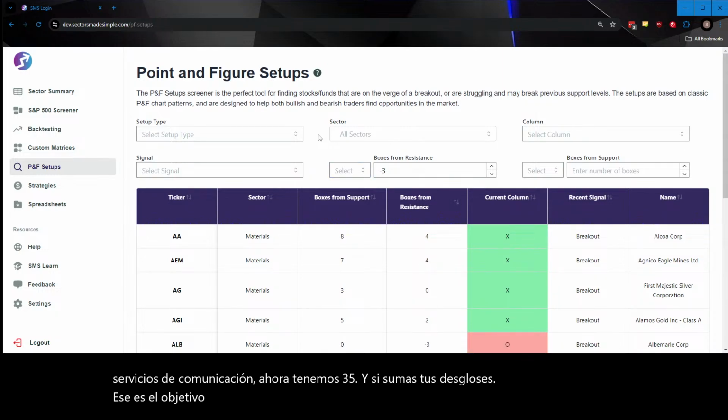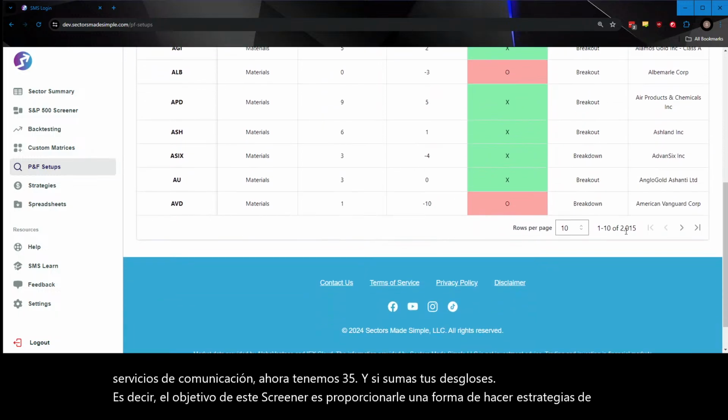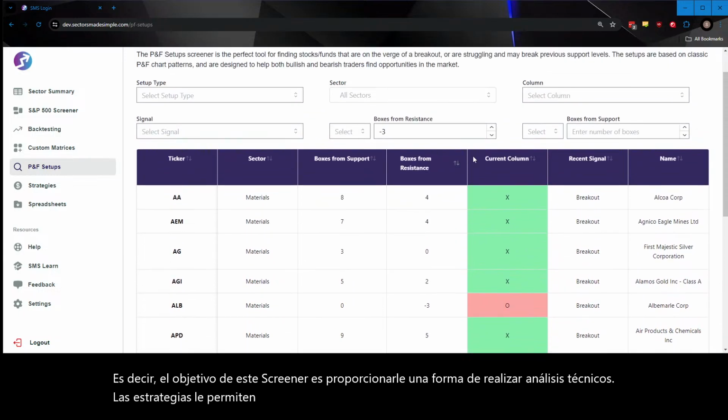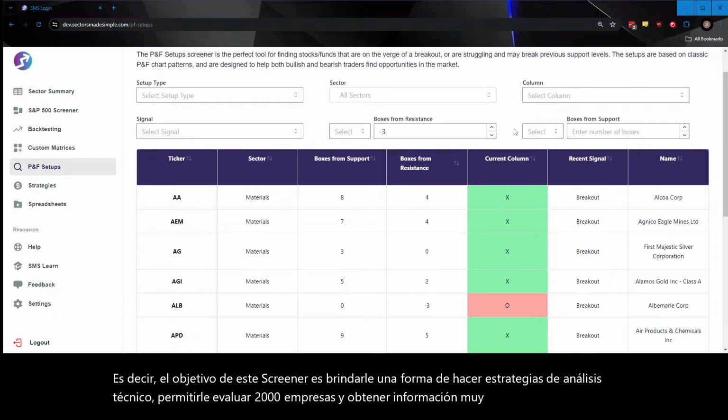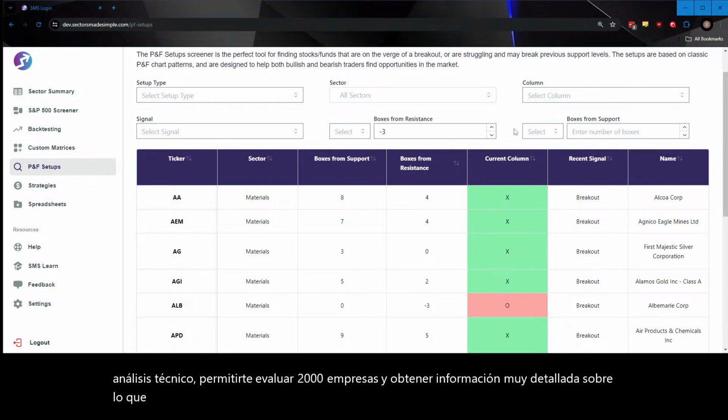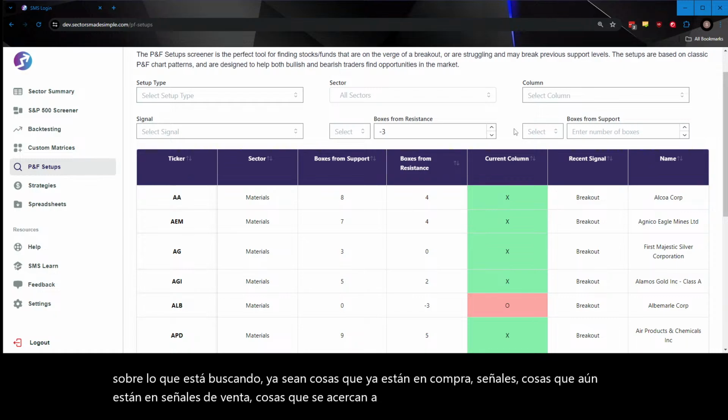Provide you a way of doing technical analysis strategies, allow you to evaluate 2,000 companies, and get very detailed about what you are looking for. Whether it be things already on buy signals, things still on sell signals, things approaching buy signals, or things that have a lot of room to grow.